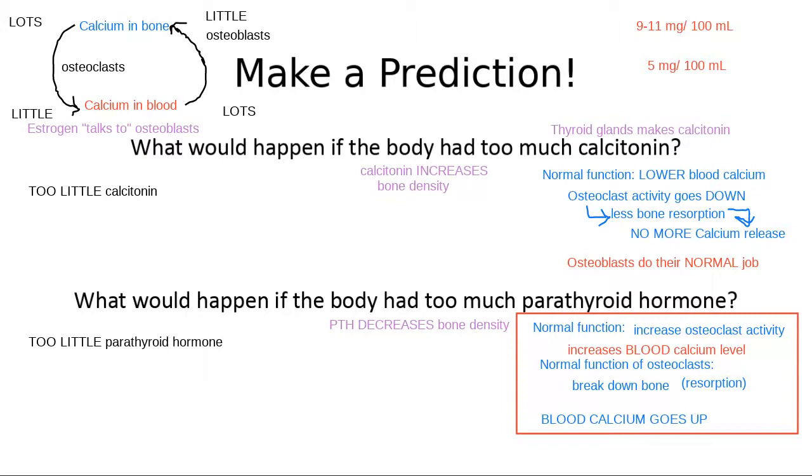If I have too little calcitonin, we said that we could develop low bone density because I never slow down those breakers. Those breakers just keep going. That could lead to low bone density. If I don't have enough parathyroid hormone, I am never encouraging my osteoclasts to do bone resorption. I might slow down the process of bone remodeling. Bone remodeling, which is another word for resorption, could slow down.